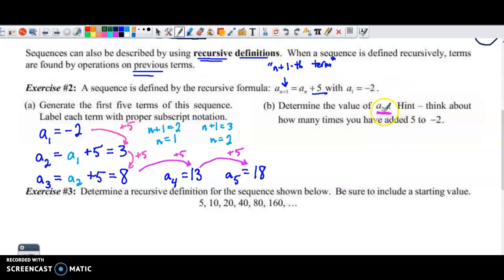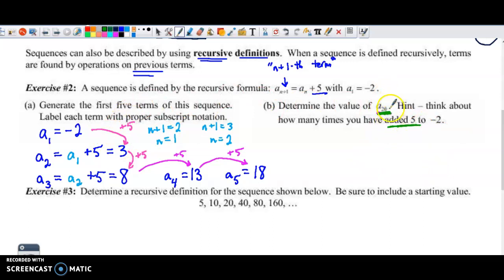And here's our issue: if I ask you for a_20, based off of our recursive definition, you need the 19th term to figure out the 20th. And in order to figure out the 19th term, you need the 18th term. So that's why we have this hint. How many times would we have to add 5 to negative 2 to get to the 20th term?